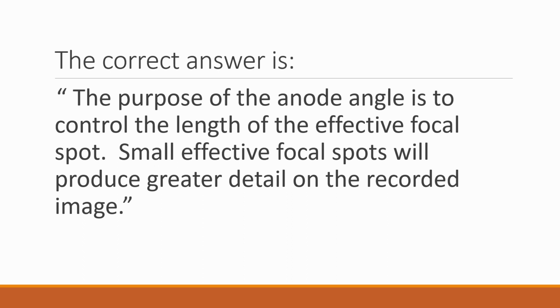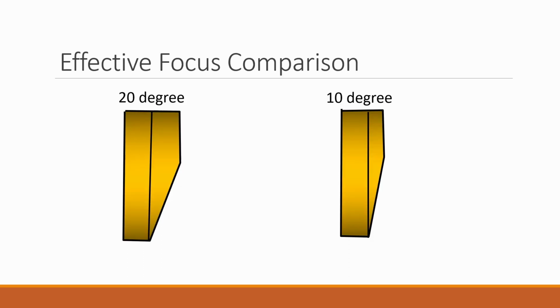The correct answer to what is the purpose of the anode angle, it is to control the effective focal spot. I suppose you may be wondering, what is the effective focal spot? Probably the most effective demonstration is to compare the effective focal spot formation by comparing two anodes with different anode angles.